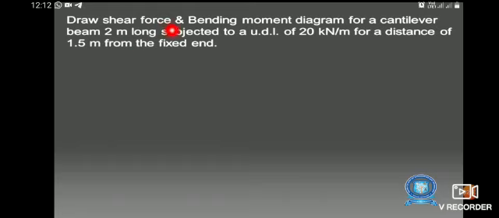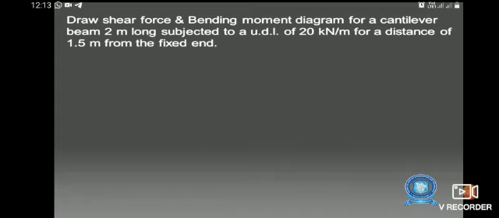Draw the shear force and bending moment diagram for a cantilever beam 2 meter long subjected to a UDL, UDL means uniformly distributed load, that is the short form, of 20 kilonewton per meter for a distance of 1.5 meter from the fixed end. So that is the data inside the problem.